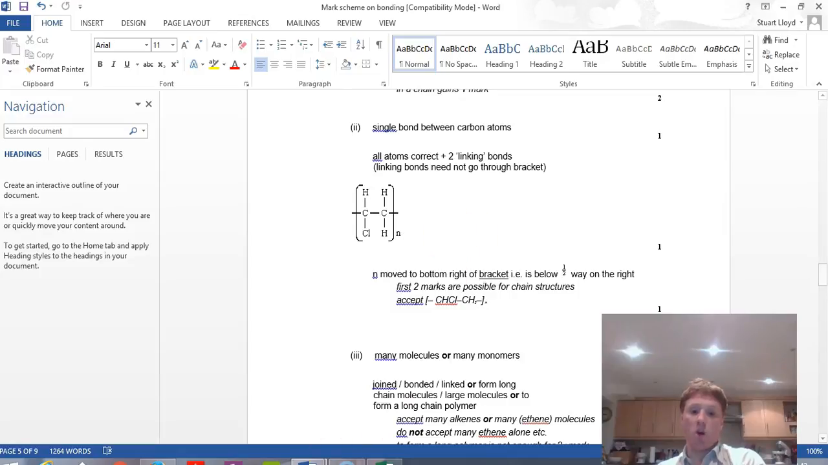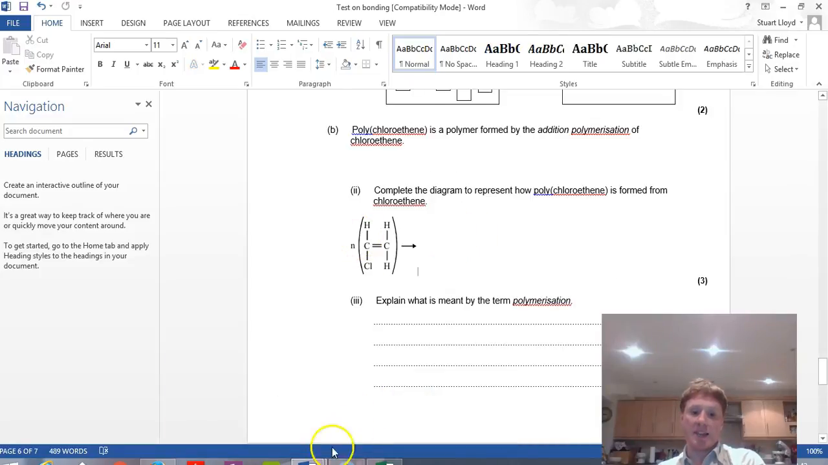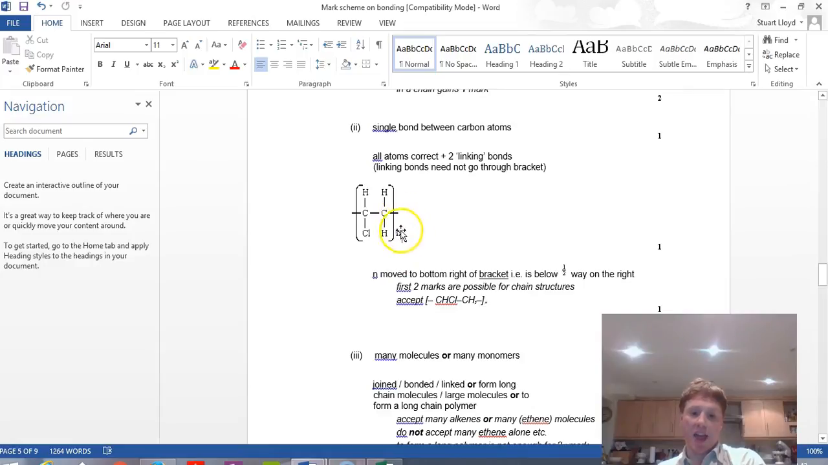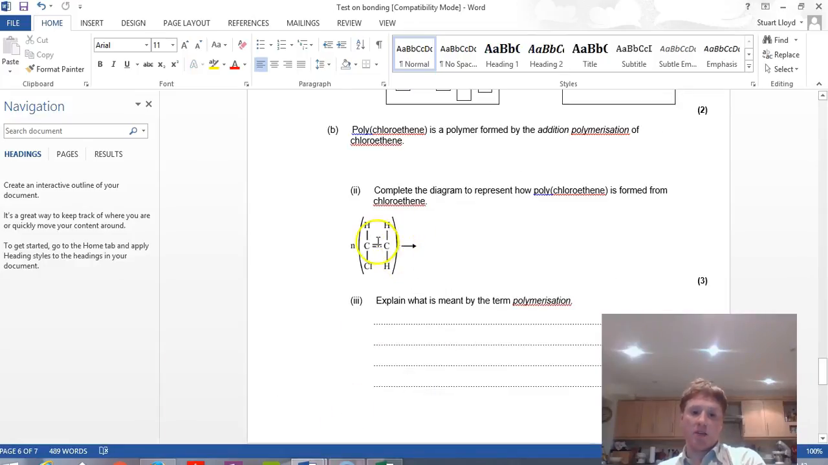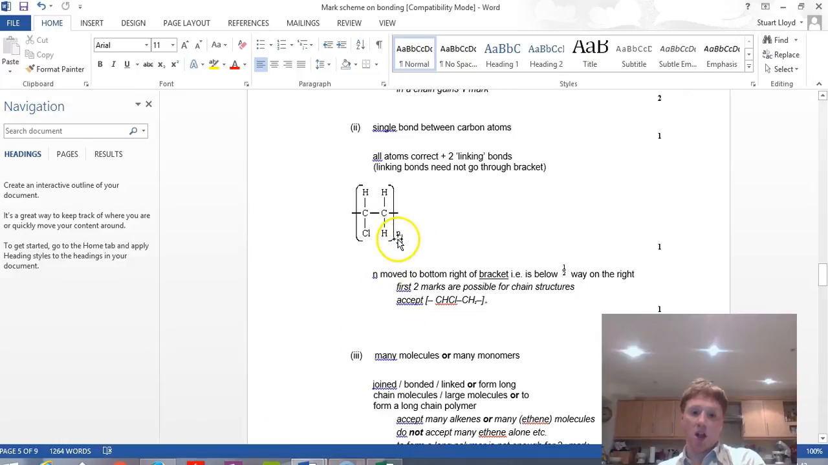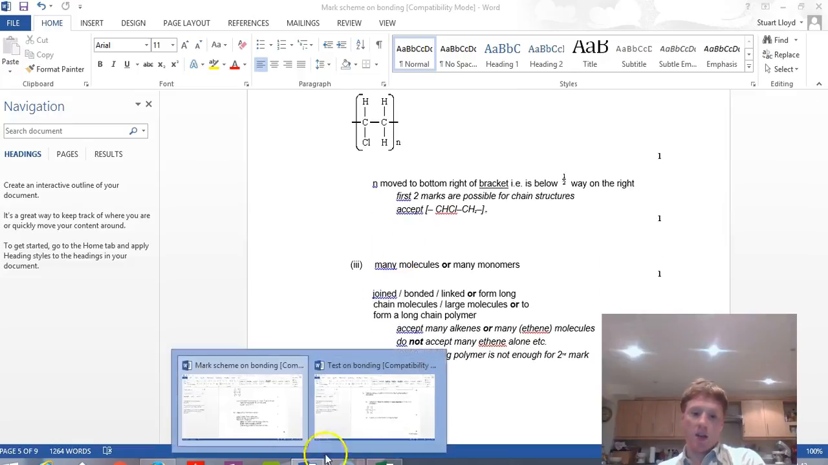The reason why the N moves from the beginning there to the bottom right there is because here the molecules are not joined together, so you put the N in front, and here the molecules are joined together, so you put the N to the bottom right. There you go. Right, next question.